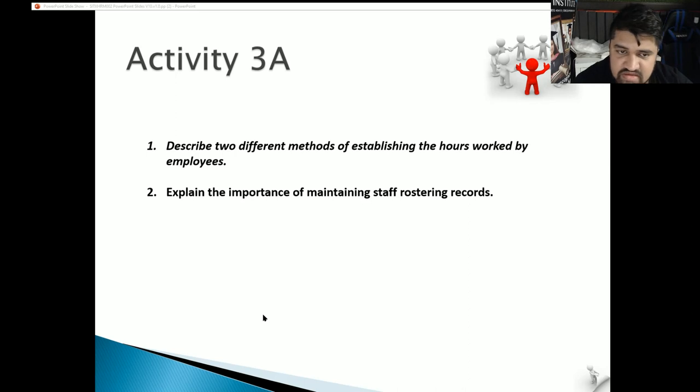If they've taken leave, you'll have records. If they've got jury duty or any compassionate reasons, or they might have to take time off, or they might not have shown up for work, these are things you'd have evidence for. So include some of your own ideas for why it is important to maintain staff rostering records, but I've given you some of mine. Once you've completed that, come back and we can move on to the next one.